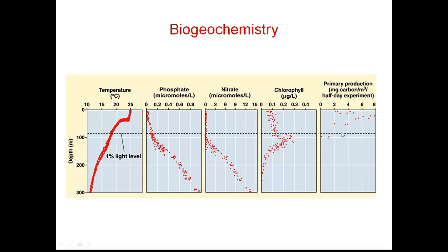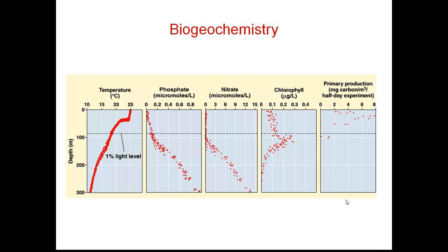Let's just skip to this last one now. So this is primary production. As you would expect, pretty much all of our primary production is occurring in the surface waters. Once we move below about 80 metres or so, you can see that there is very, very little primary production, and this is obviously because there is not enough light to support it.